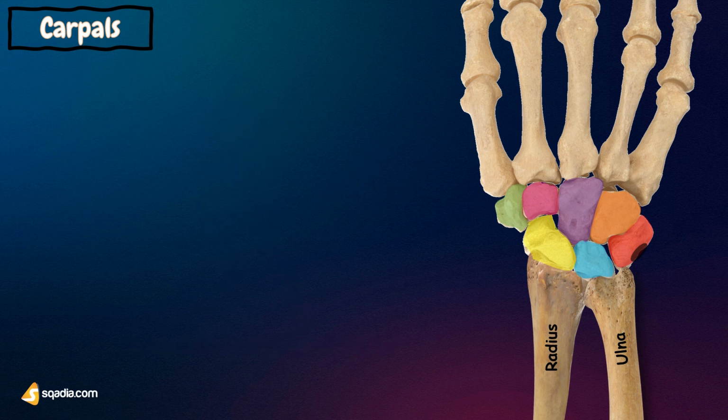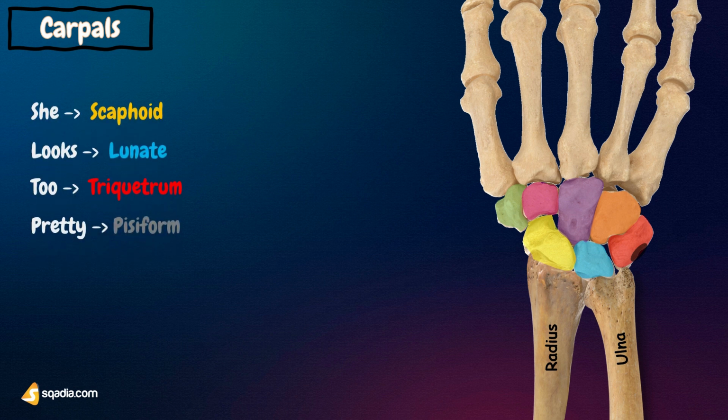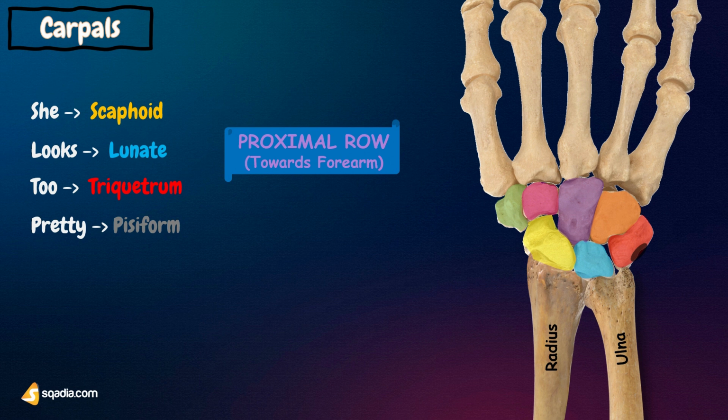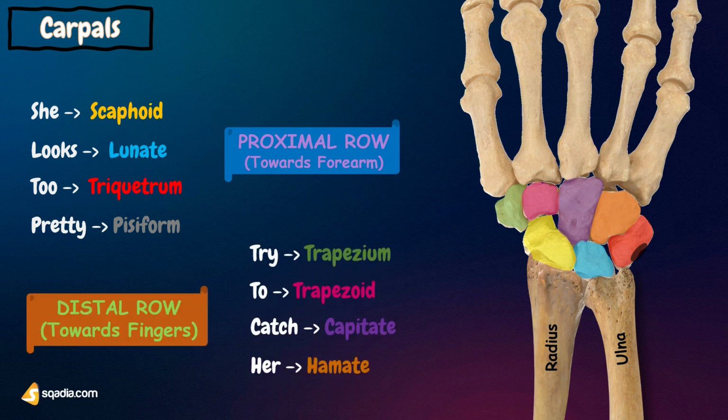As you can see here, the proximal row has 4 bones that you can memorize with the help of this mnemonic, and the distal row also has 4 bones as shown here. The mnemonic recalls the bones from lateral to medial.